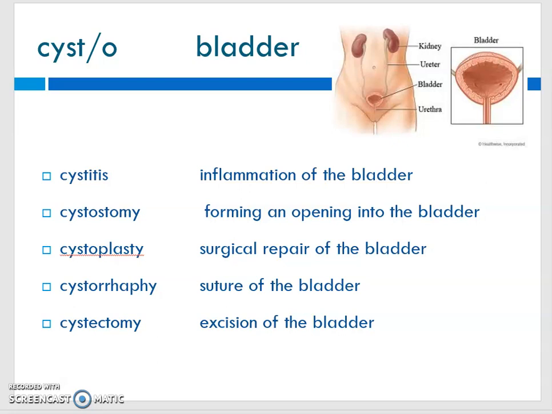Cystitis would be inflammation of the bladder. A cystostomy would be forming an opening into the bladder. So if there was a pathology that didn't allow you to empty your bladder, there's a way to get in and to remove fluids if needed. There's a few routes, actually.